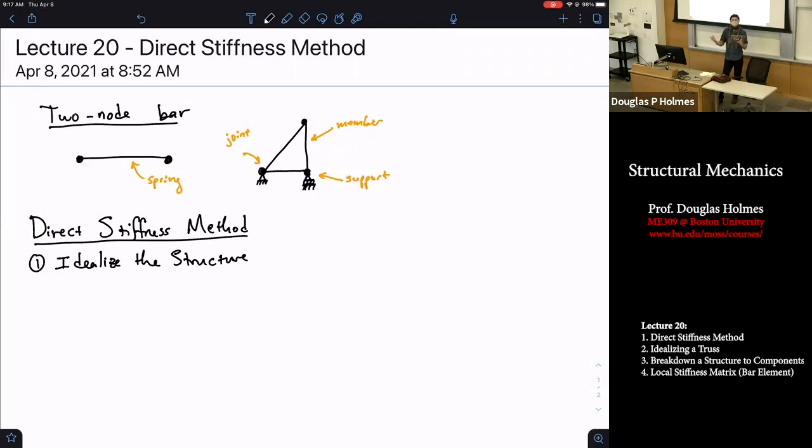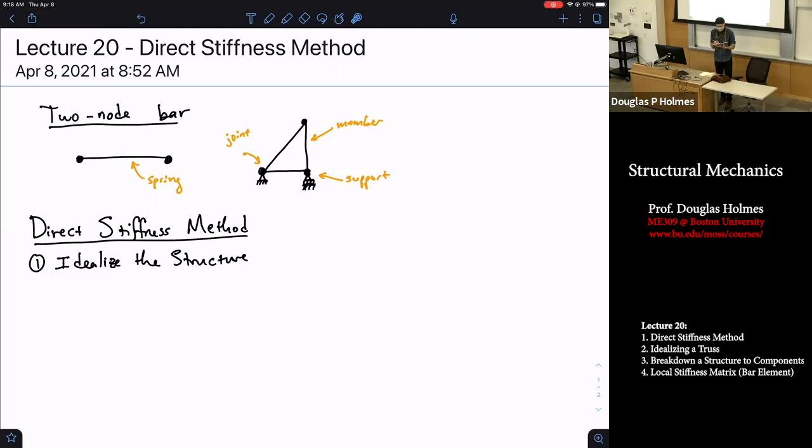Our approximations are tied to our choices of elements. If we choose a two-node bar, what we're saying is that the elements that make up these members here can only withstand compression and tension. Because that's all that a spring can do. If I have a spring, it can only stretch and compress. If I want something that's able to deflect and bend, I would need to use a beam element. If I need something that's able to stretch and compress and bend, I'd use something called a frame element, which combines the physics of a linear spring and something that's able to resist deflection.